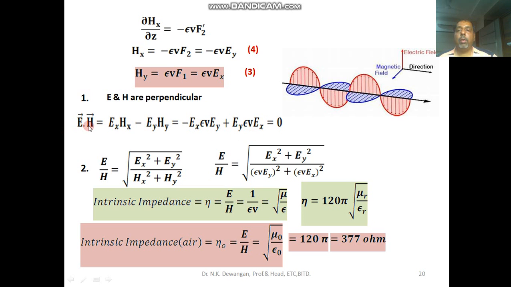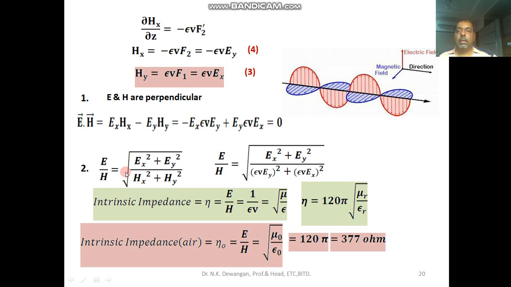Means what? E dot H is equal to 0. Means what? E and H are perpendicular. E and H are perpendicular in a lossless medium. So if this is the electric field, then the magnetic field will be perpendicular. This is the electric field and this will be the perpendicular magnetic field, and this will be the direction of propagation.